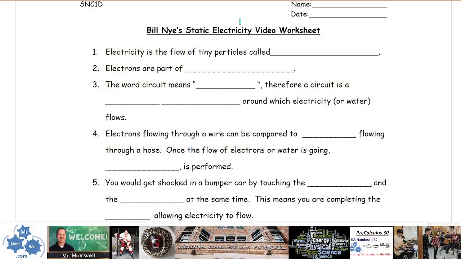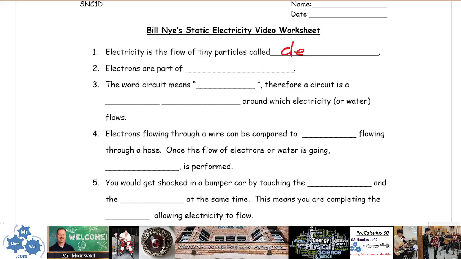All right, so we're going to talk about the answers to this worksheet here, and you guys have had a chance to fill in these blanks. So let's see how close you got to the correct answers according to the Bill Nye video that we watched. So electricity is the flow of tiny particles called what?